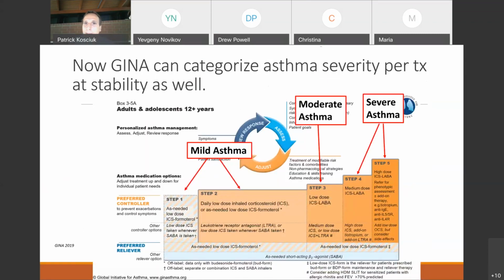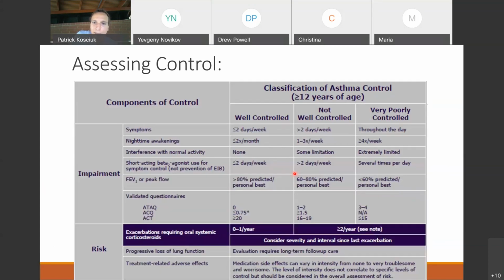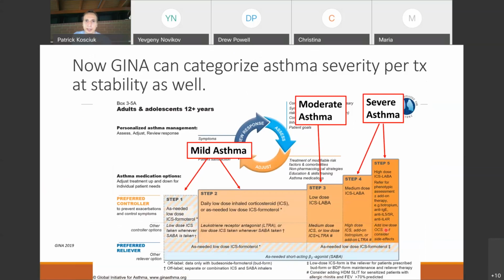So GINA is now able, again, on a controller medication, to characterize asthma severity. I would urge you guys to look at the GINA guidelines instead of NHLBI. The graphs are prettier. This is a lot more pretty than this clunky, single mono-shaded, maybe 2-color system that is just too clunky. This is a pretty graph.